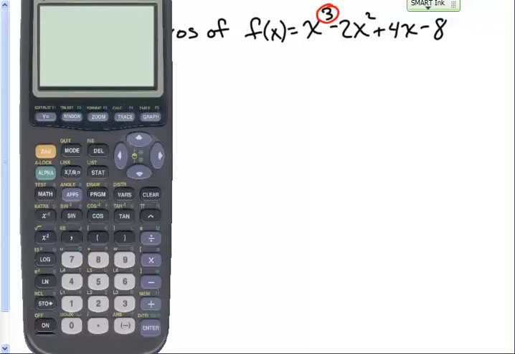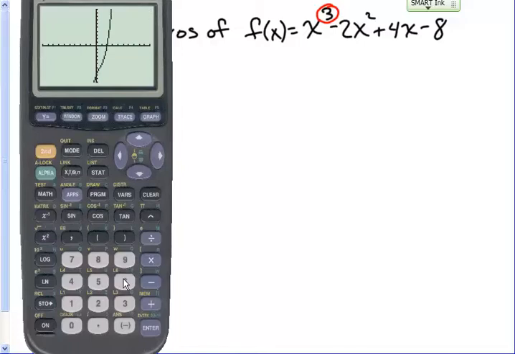To find the real zeros using the graphing calculator, we first have to enter our function into the graphing portion of our calculator. So we want to go to y equals, clear out the function that's there, and type in our function. It's x cubed, so use the caret key, and then minus 2x squared plus 4x minus 8. And we want to graph that. Now to get the standard window, we press zoom and then select item 6.